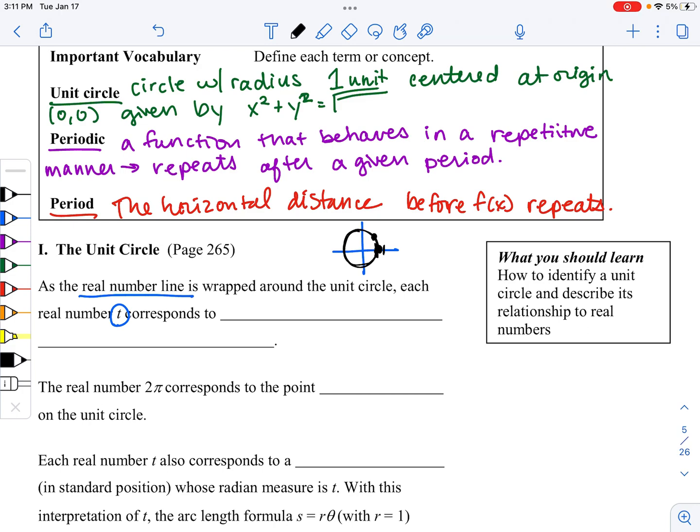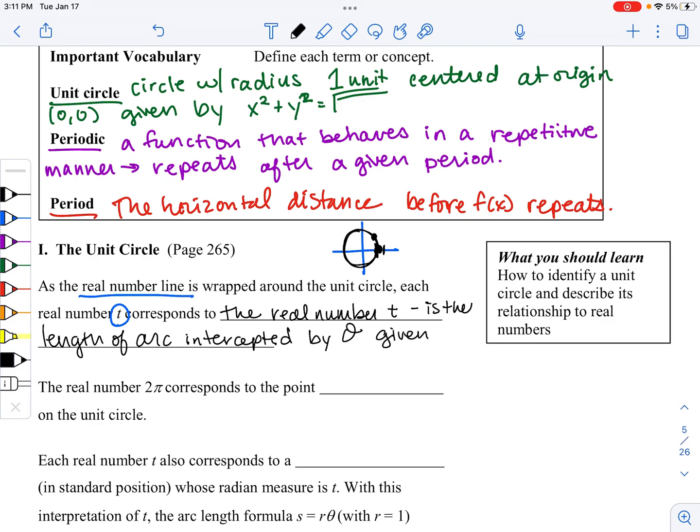So we know the real number t is the length of the arc on the circle intercepted by a specific angle that's given in radians. So remember, 1 radian is equivalent to the length of a radius on the circle.